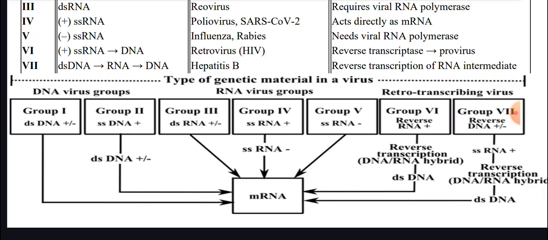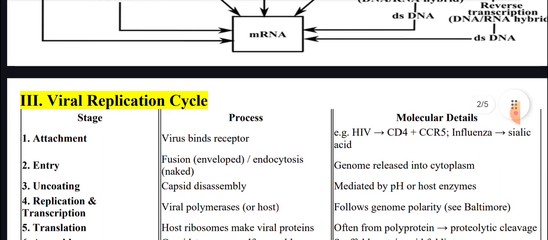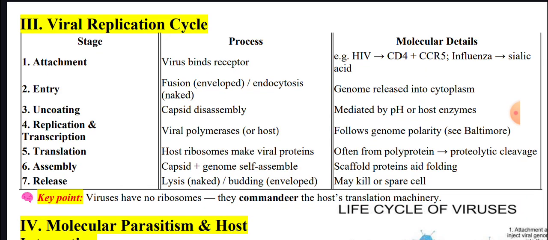So the Baltimore system isn't just classification, it's a functional roadmap. It tells us what enzymatic steps are crucial for each virus type, and importantly, where we might be able to intervene with antiviral drugs. Okay, that framework is super helpful. It highlights that despite all this structural and genomic variety, every single virus operates under the same principle. Molecular parasitism. They have to hijack the host.